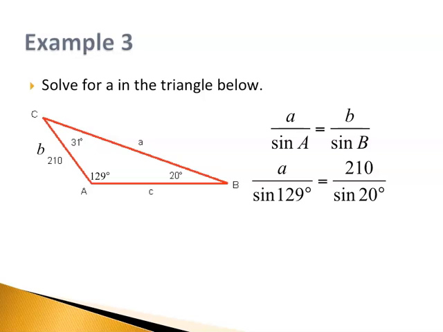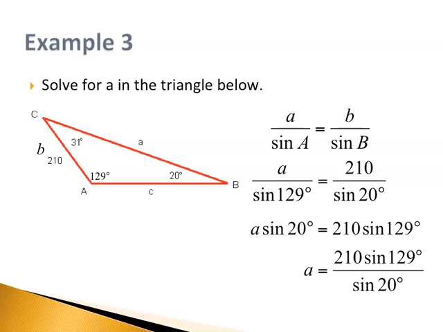And we'll cross multiply and we get a times sine of 20 equals 210 times sine of 129. And we'll divide both sides by sine of 20 to get a by itself. Putting that whole thing into the calculator, we end up with a equaling about 477.2.